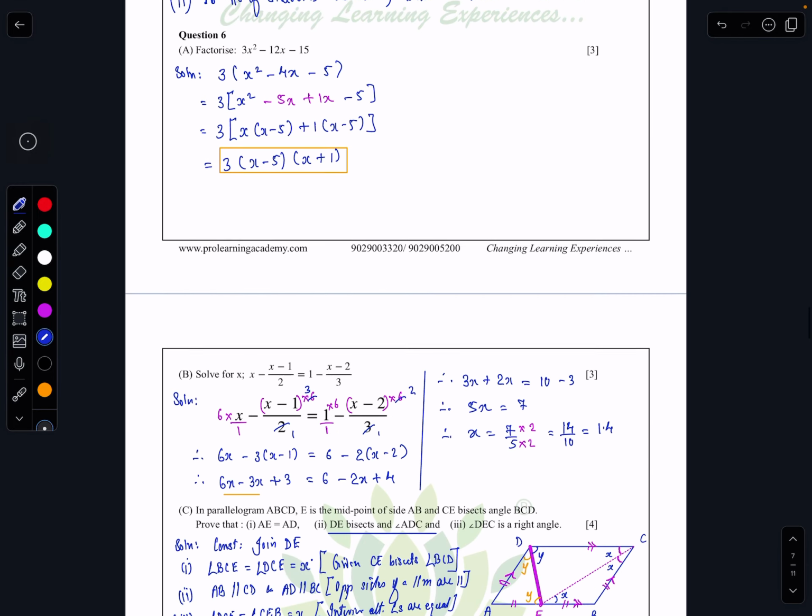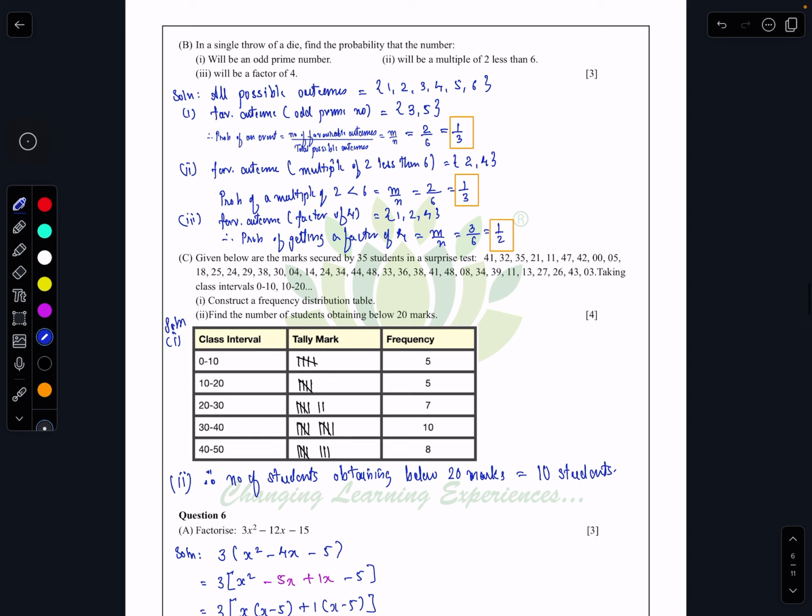So that's taken care of. Then we have one more question, which was a statistics problem here, which I've already solved for you.